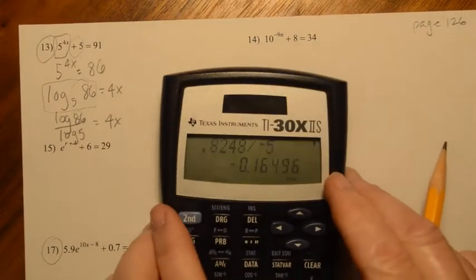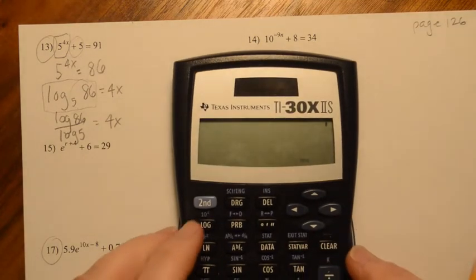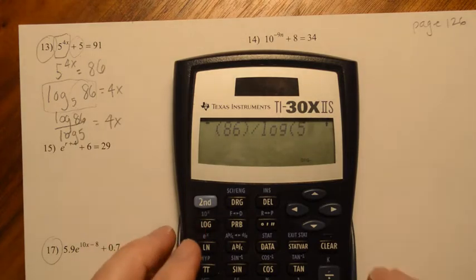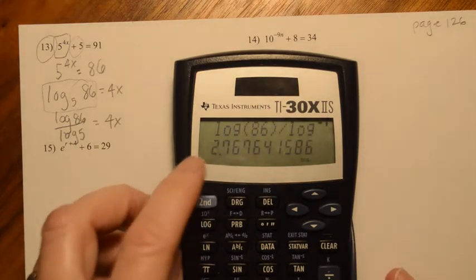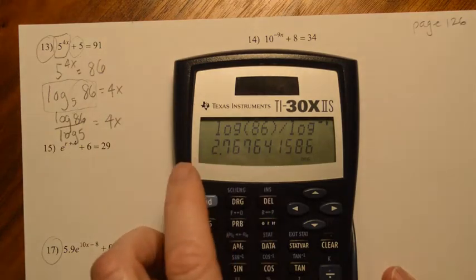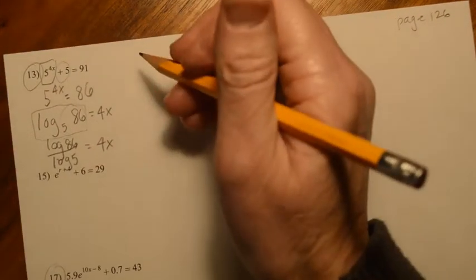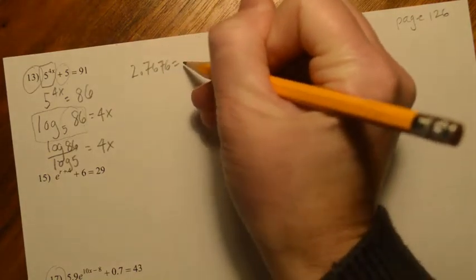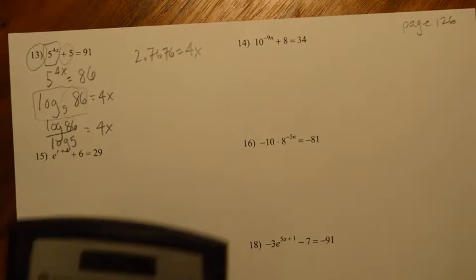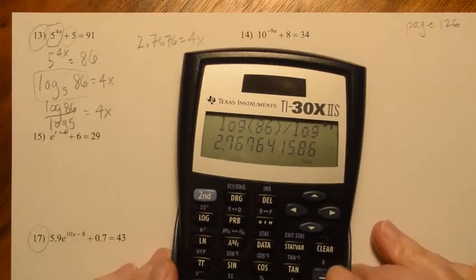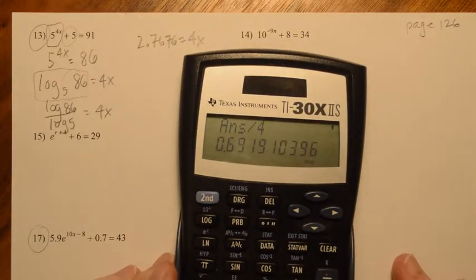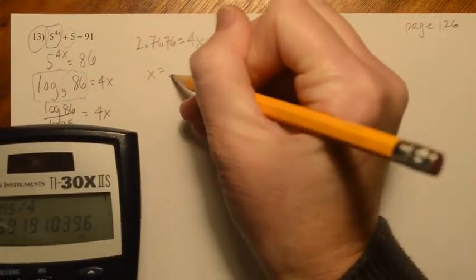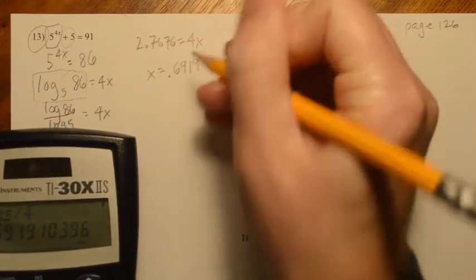All right, so let's do that. Log 86 divided by log 5. And we get 2.7676. So 2.7676 equals 4x. And I'm going to divide that by 4. And I end up with x equals 0.6919. That's my answer.